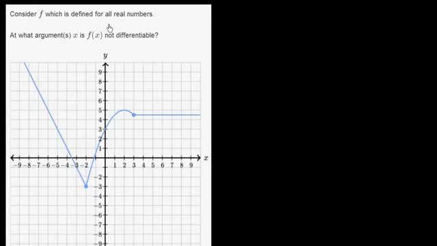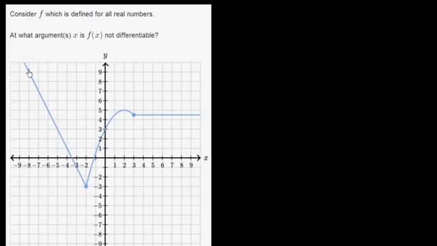Consider f, which is defined for all real numbers. At what arguments x is f of x not differentiable? So to think about that, I'm actually going to try to visualize what f prime of x must look like. I'm going to do f prime of x in this purple color.